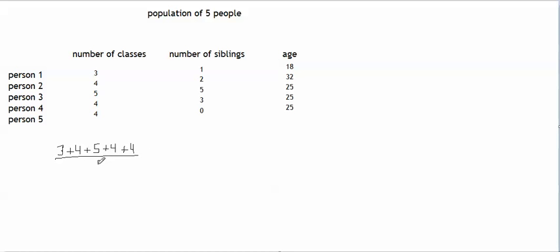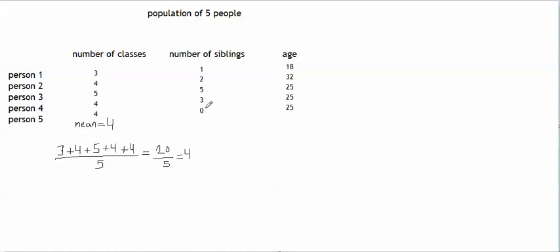See what this comes out to. On the top, we have 3 plus 4, which is 7. 7 plus 5 is 12. 12 plus 4 is 16. 16 plus 4 is 20. We have 20 divided by 5, which is 4. The mean of this column of data is 4.